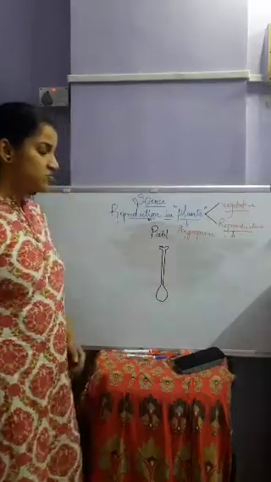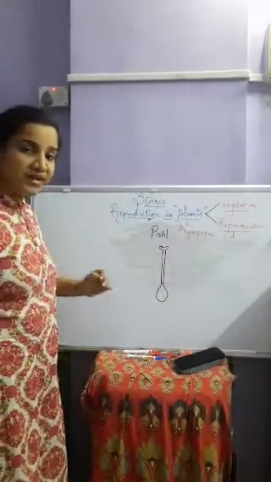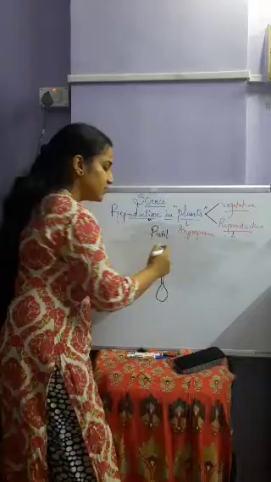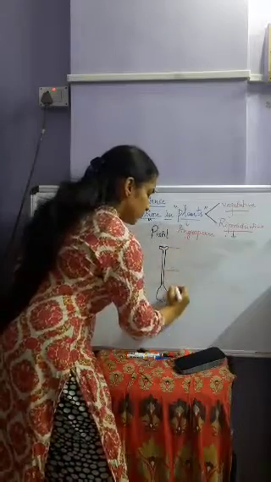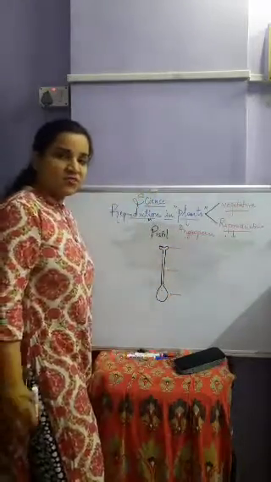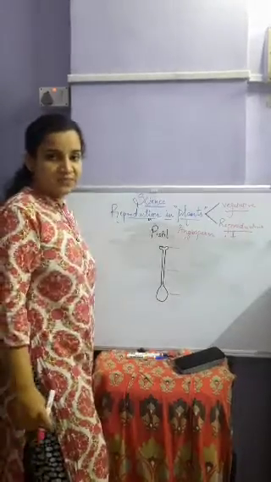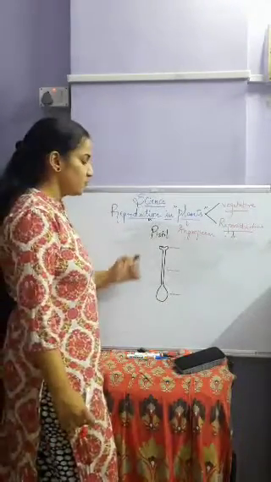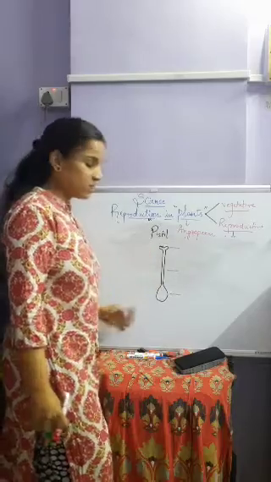The centermost whorl of the flower is said to be the pistil. It is further divided into three parts. What are those three parts? Okay, we will go from top till the bottom.